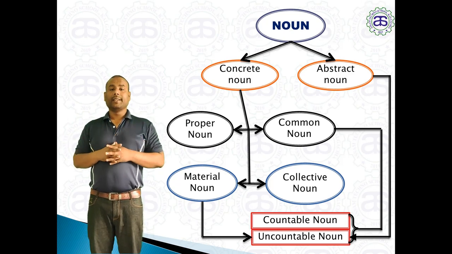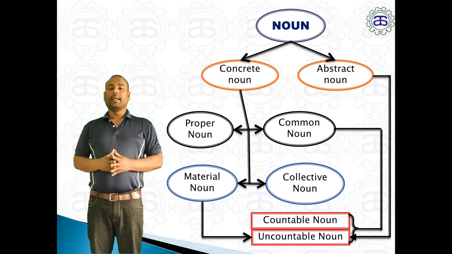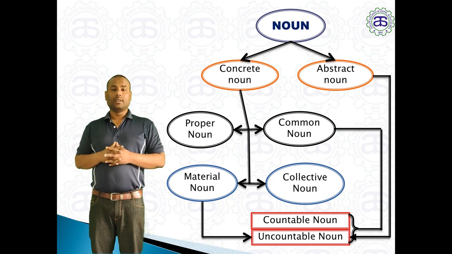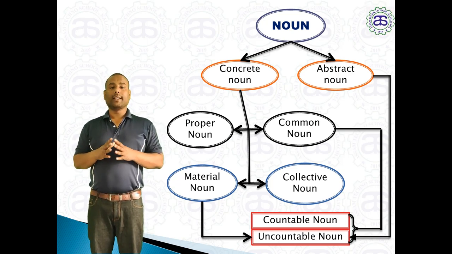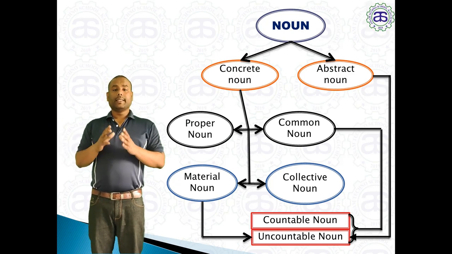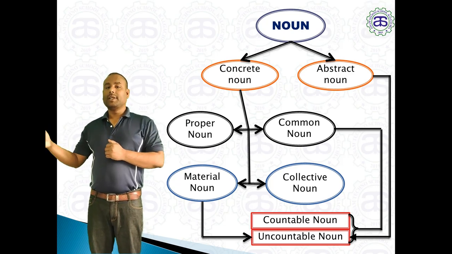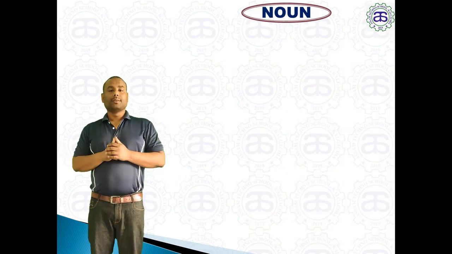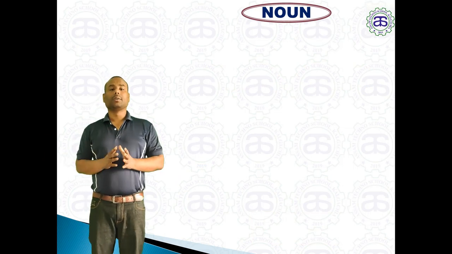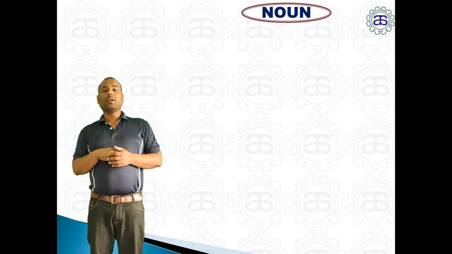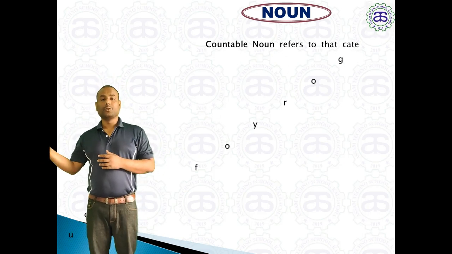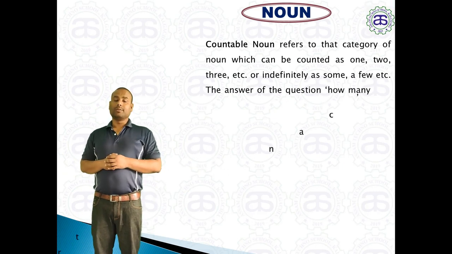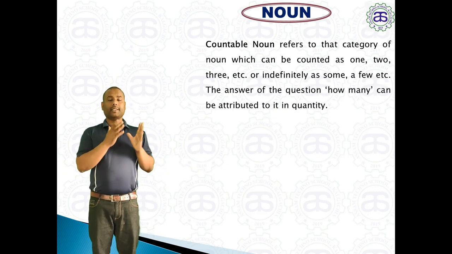In the same manner, there are many nouns which can be counted, but there are many nouns around you, like water, like sugar. These things you cannot count as 1, 2, 3. So the things which can be counted in numbers like 1, 2, 3 or indefinitely as some, a few, many, those nouns are called countable nouns. And the nouns which cannot be counted in numbers like 1, 2, 3 but can be measured, those nouns are called uncountable nouns. Let us go through the definition in written form.